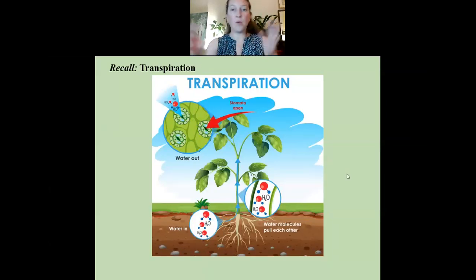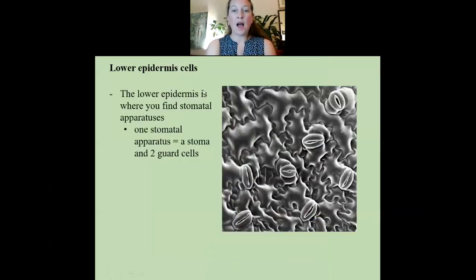So I keep calling them holes, but they're a little bit more complicated than just holes. So let's look at them on this slide here. Stomatal apparatus is technically the correct way of saying this. And what each stomatal apparatus, so here's one. So we're looking here at the bottom of a leaf, right? This is the lower epidermis with the stomatal apparatus there, right? The holes that let water vapor out. So here's another stomatal apparatus. Here's another one that is closed.